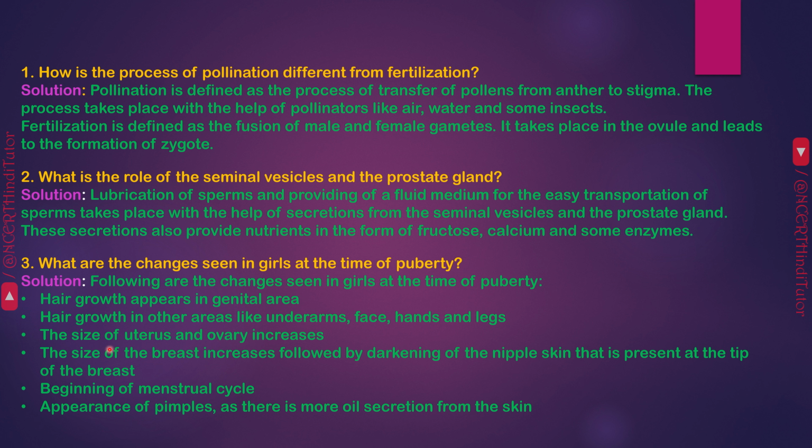Third, the size of uterus and ovary increases. Fourth, the size of the breast increases, followed by darkening of the nipple skin that is present at the tip of the breast. Fifth, beginning of menstrual cycle. And last, appearance of pimples as there is more oil secretion from the skin.